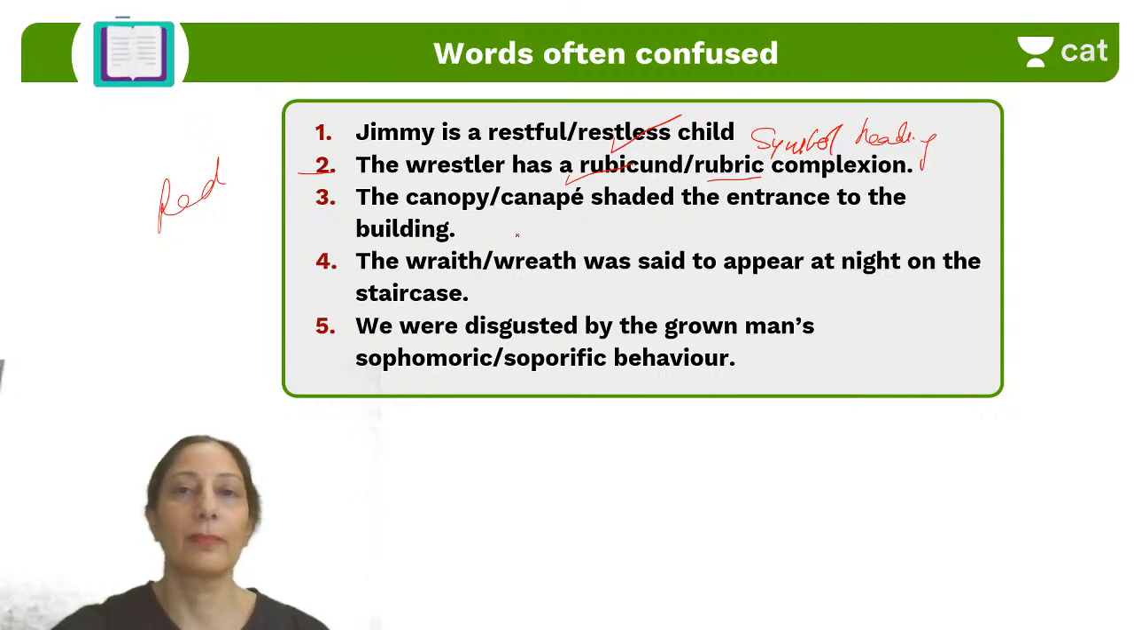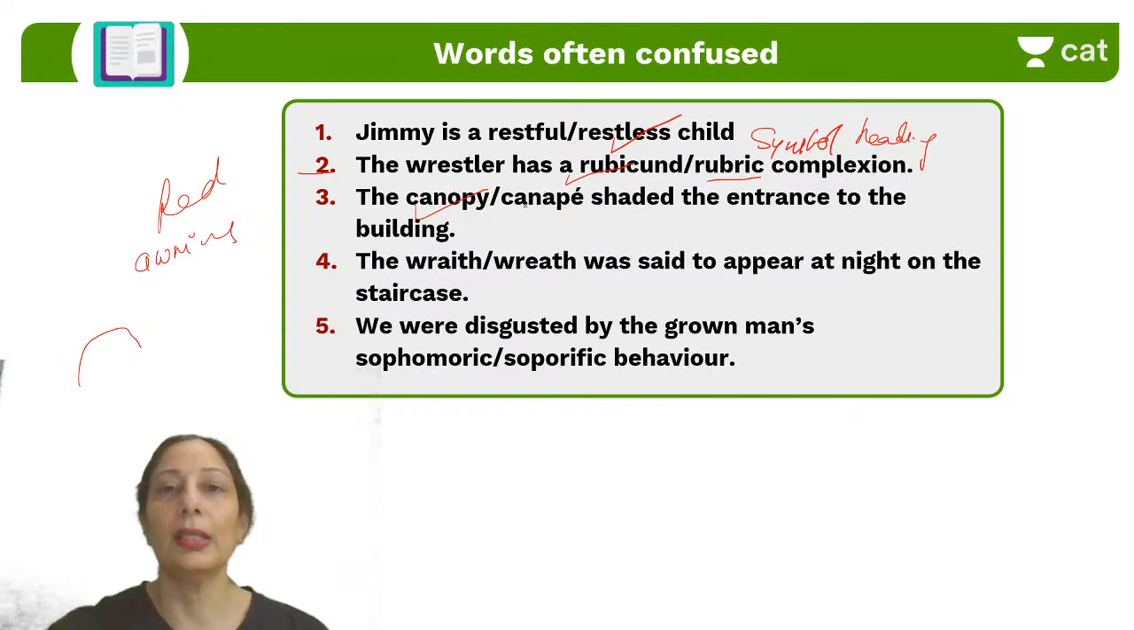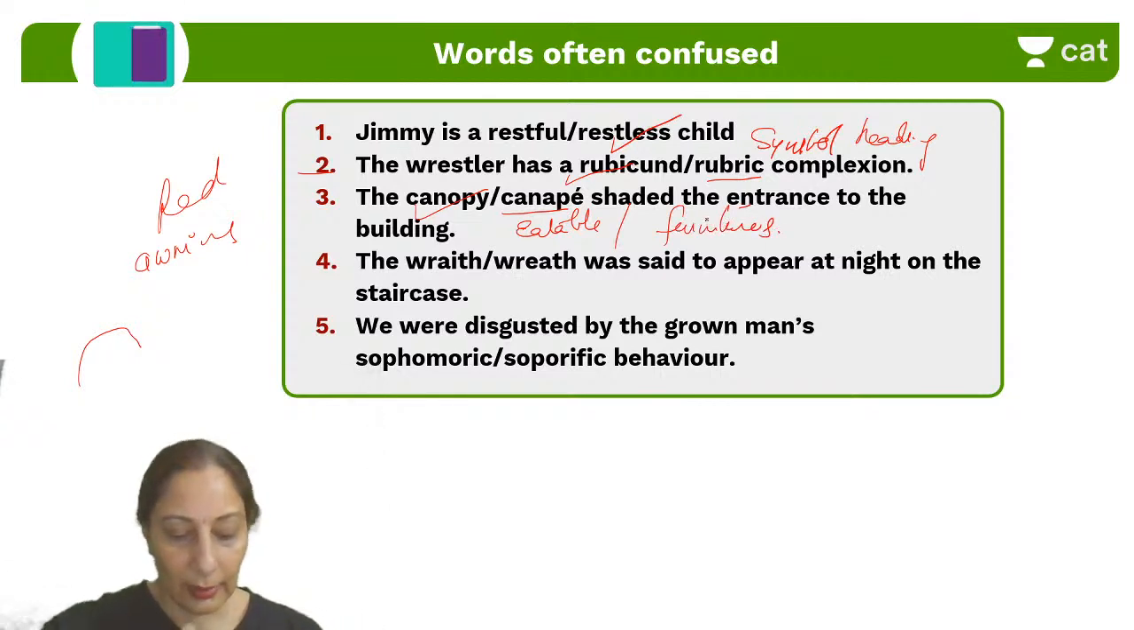Yes, what is the answer? Canopy. Canopy is like an awning. It's like a shade. In the front of a building, if you have a shade-like thing, it's known as a canopy. Canapés are like a kind of eatables. Also, canapés are called some kind of furniture. It has many shades of meaning, guys. So, shaded the entrance to the building is a canopy. Canapés are kind of eatables or also called furniture.